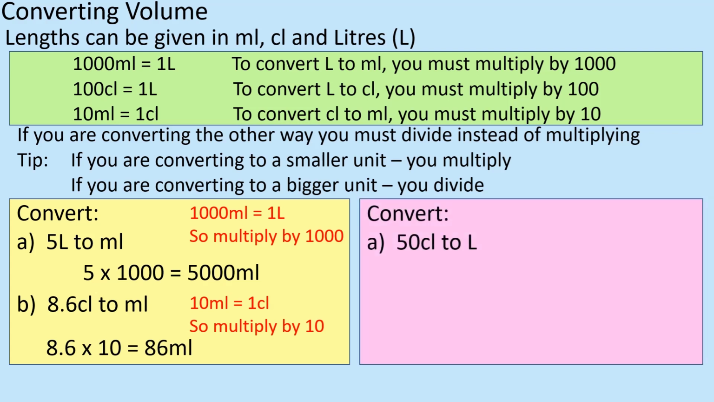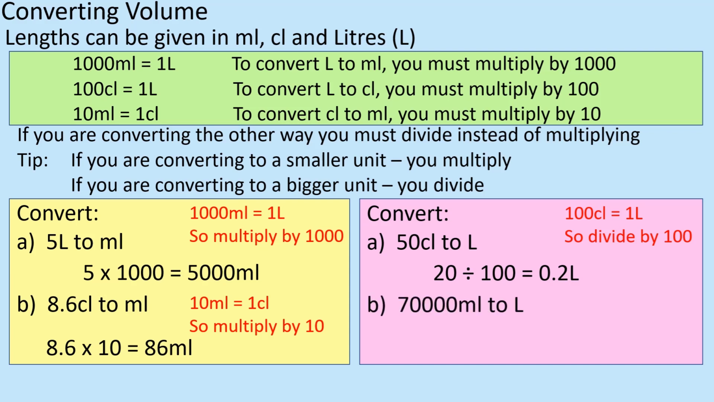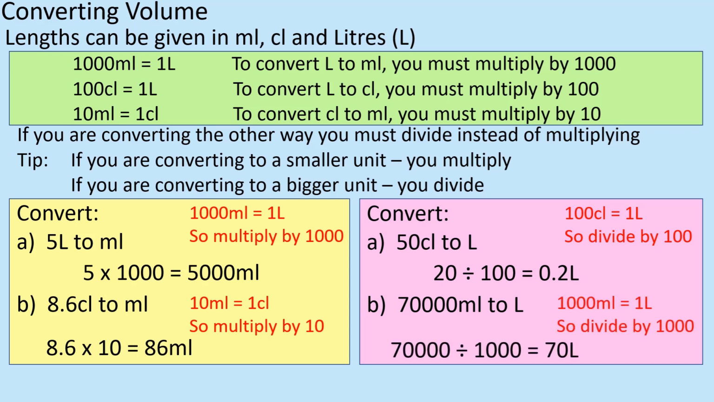And then convert 50 centilitres to litres. My unit is getting bigger, so I need to divide by 100 to make the number smaller. And I've got 70,000 millilitres to litres. Well, again, the unit is getting bigger, so I need to divide it by 1,000, which is going to be 70 litres.